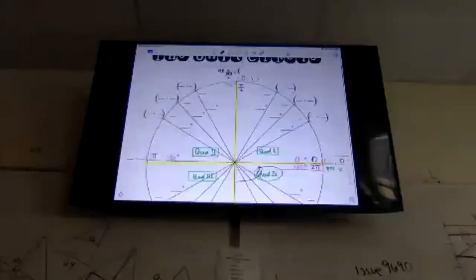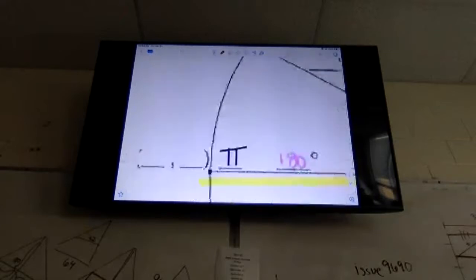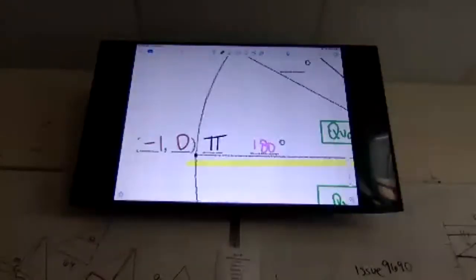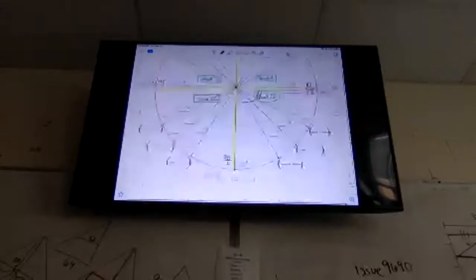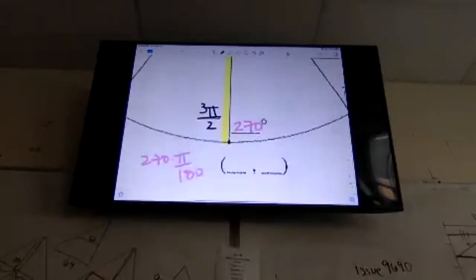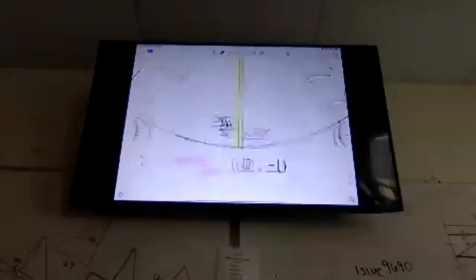What about at pi and 180? Good, negative 1, 0. Because I went left 1 and then I didn't go up or down any. And then what about the one at 270? 0, negative 1. Good.